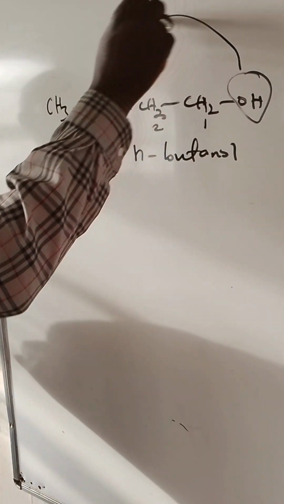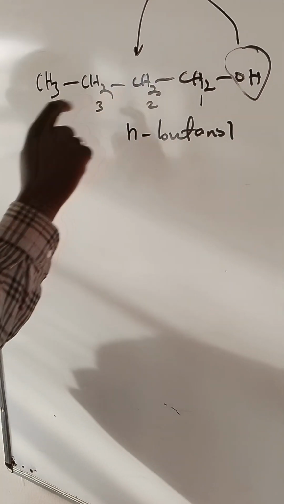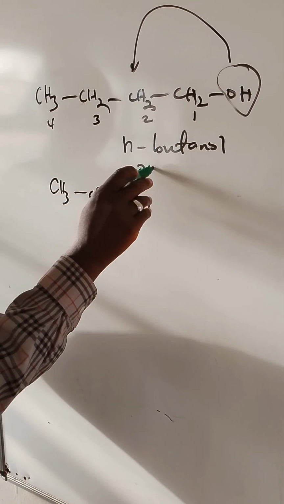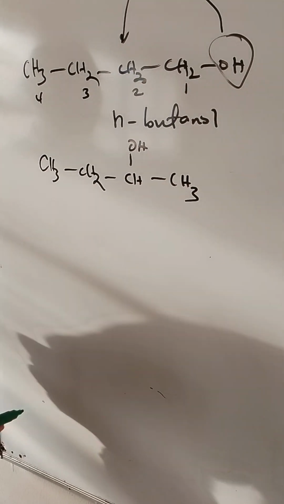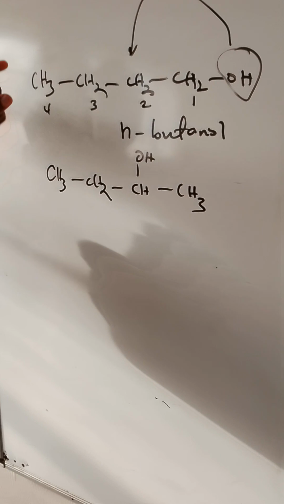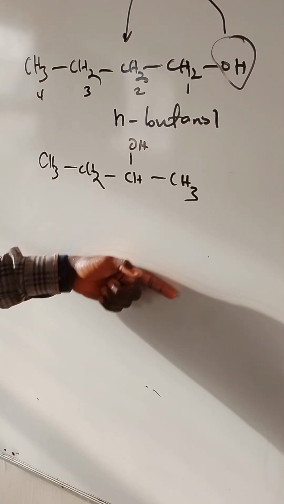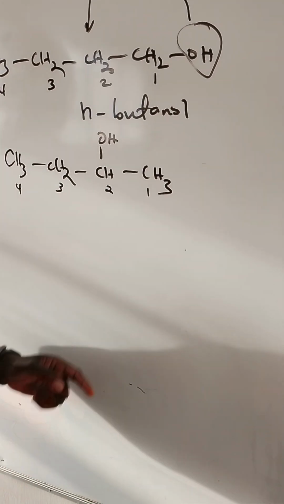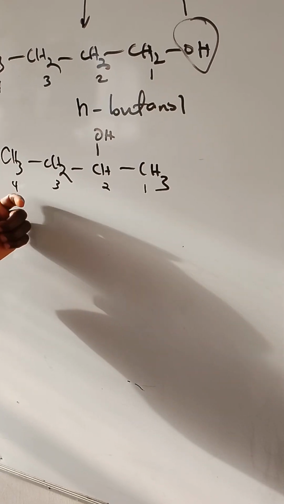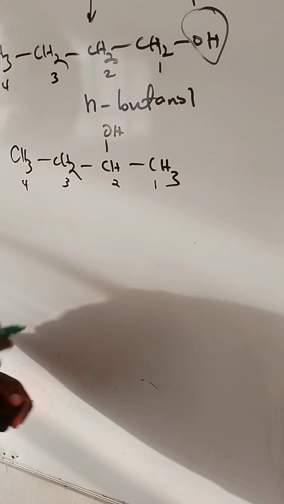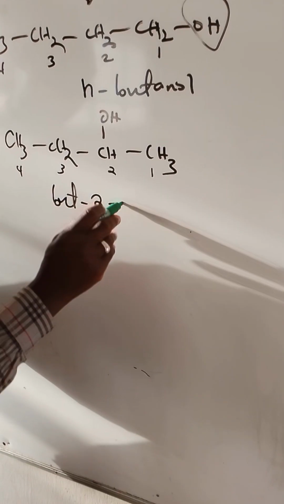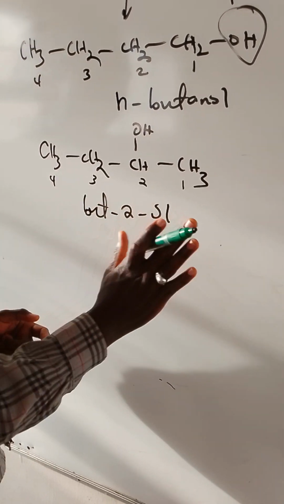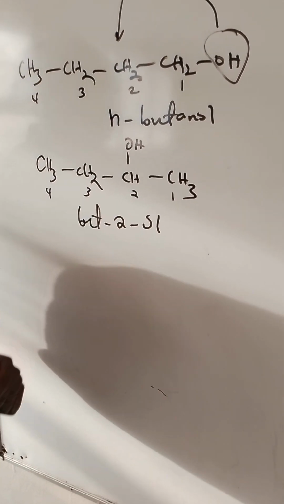If we shift the position of the functional group, which is OH, to carbon 2, we are going to have CH3, CH2, CH, OH, CH3. Now this is what we call positional isomerism. They have the same molecular formula but different structural formula. And to name this, you count 1, 2, 3, 4. We call it butan-2-ol. That's how you can call it. This is a positional isomerism, especially.